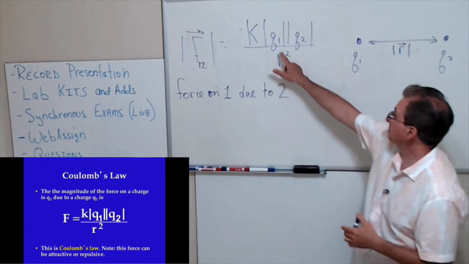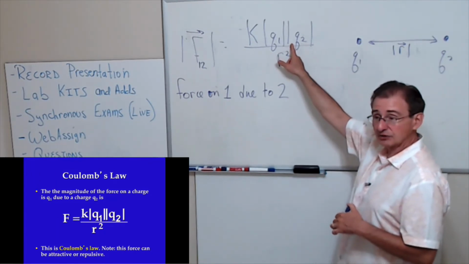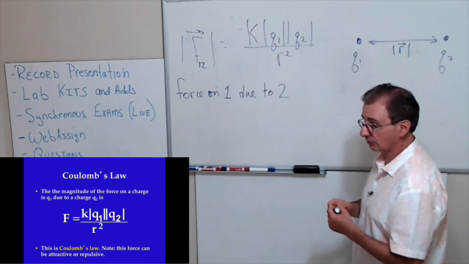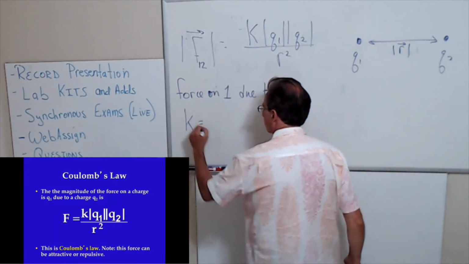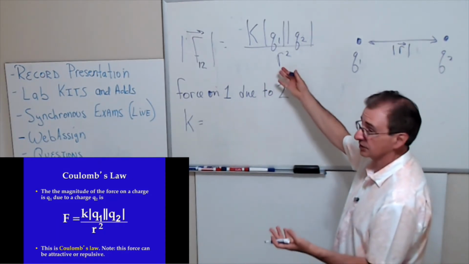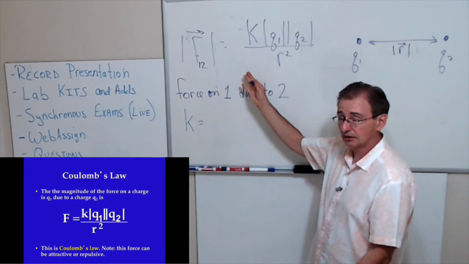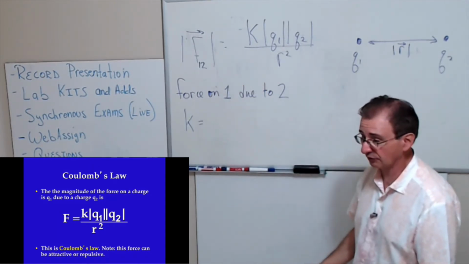And so this represents the magnitude. Notice I'm putting absolute values on the Q's because I want the magnitude. By the way, K is called the Coulomb constant. K is similar to the gravitational constant. Look at that equation. You guys have talked about gravity. Same form as the gravitational force.